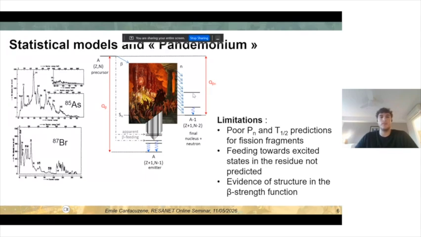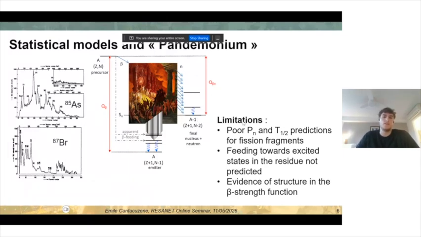There has been some experimental evidence of high feeding towards the first excited states of the final nucleus. And this is not explained by this type of model, because what rules this type of model is the phase space, and the phase space tells you that the preferred feeding is going to be to the ground state. So this is not very well explained with this type of model.